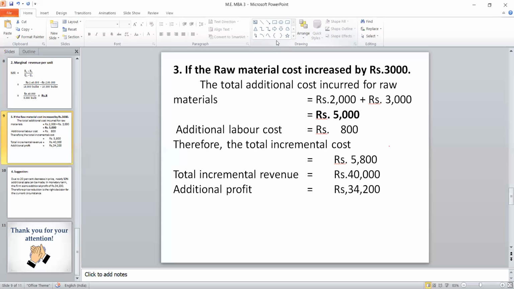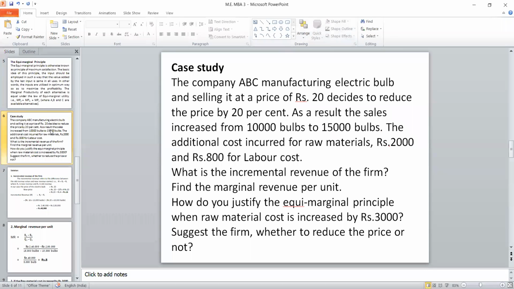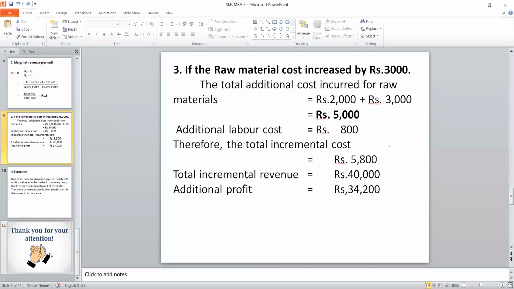So first we have to calculate the cost side. The additional cost incurred is 2,000 plus 3,000. Now the additional cost, not 2,000, it is 5,000 rupees. Then what is the labor cost? Already it is mentioned in the question, it is 800. For your sake, I will show. And rupees 800 per labor cost. Am I right? So now we have to add these two. Material cost plus labor cost is rupees 5,800.